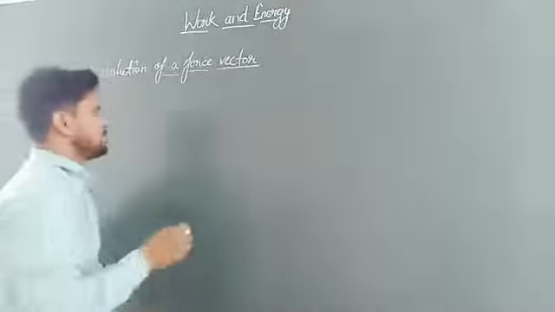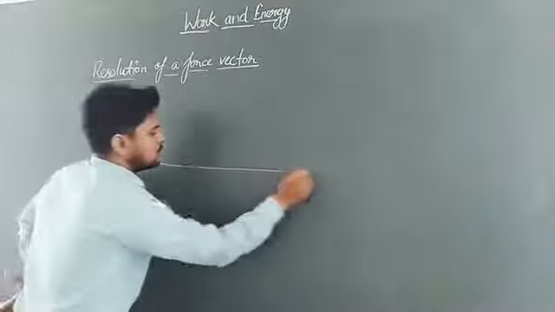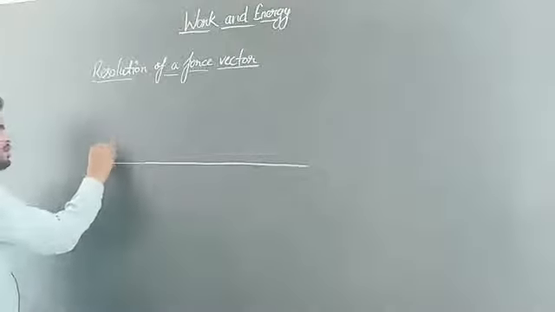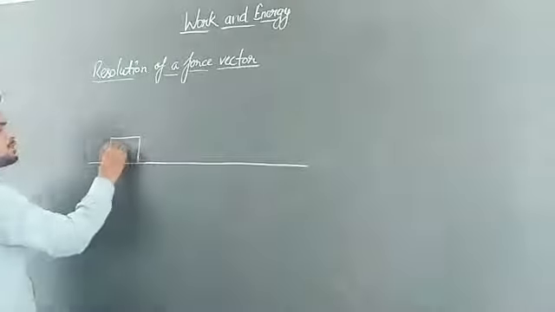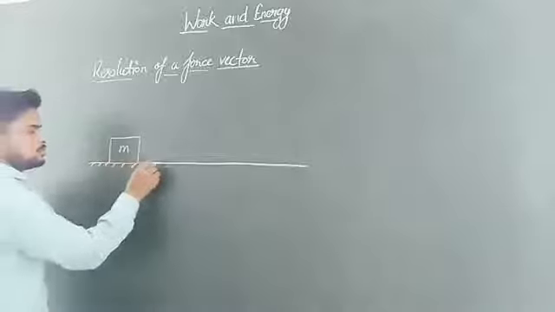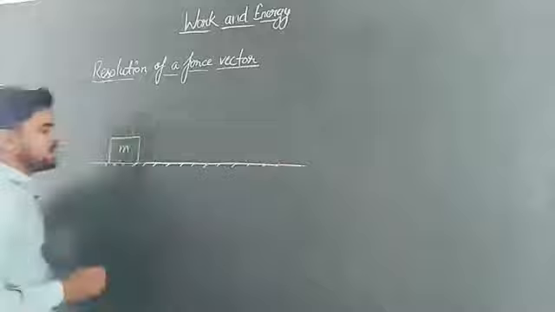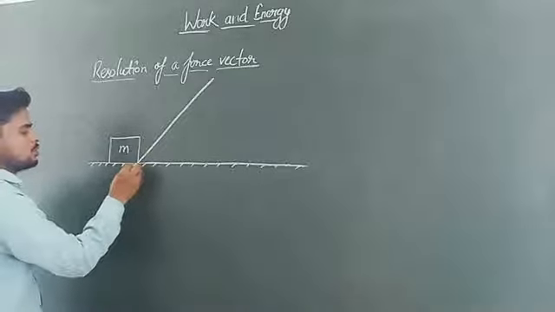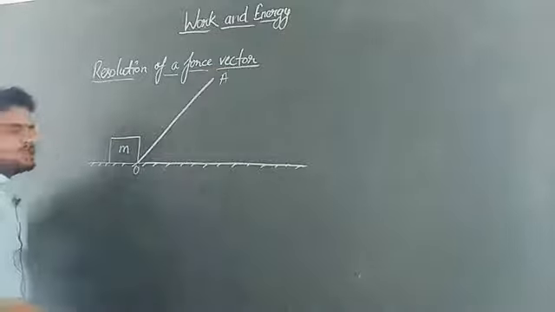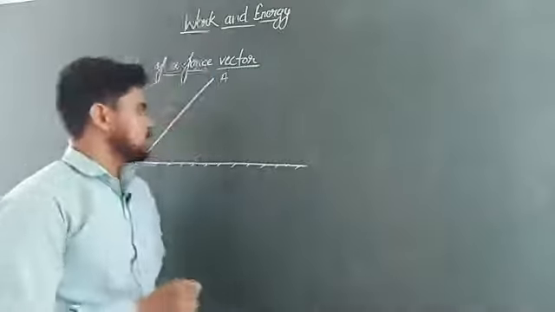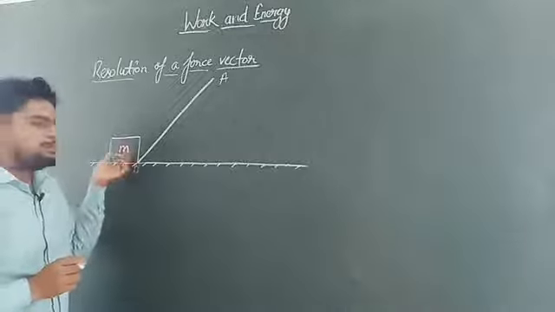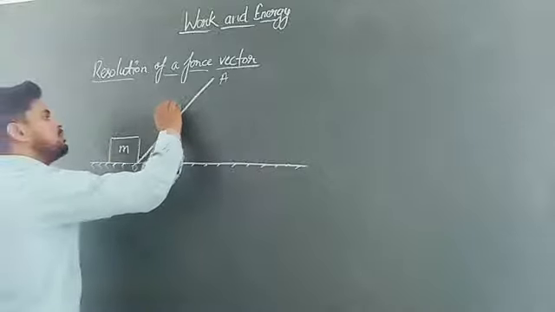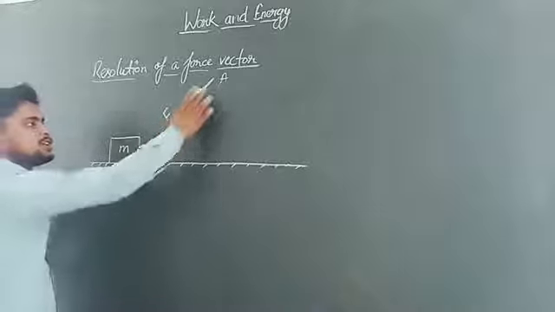Let us take a situation. Suppose there is a wooden block of certain mass M, which is placed on the ground floor. And there is a string attached to this wooden block. Let us say OA. OA is the string which is attached to this wooden block. Now, a man tries to pull this wooden block along this string OA, and he applies a force F newton along the string OA.